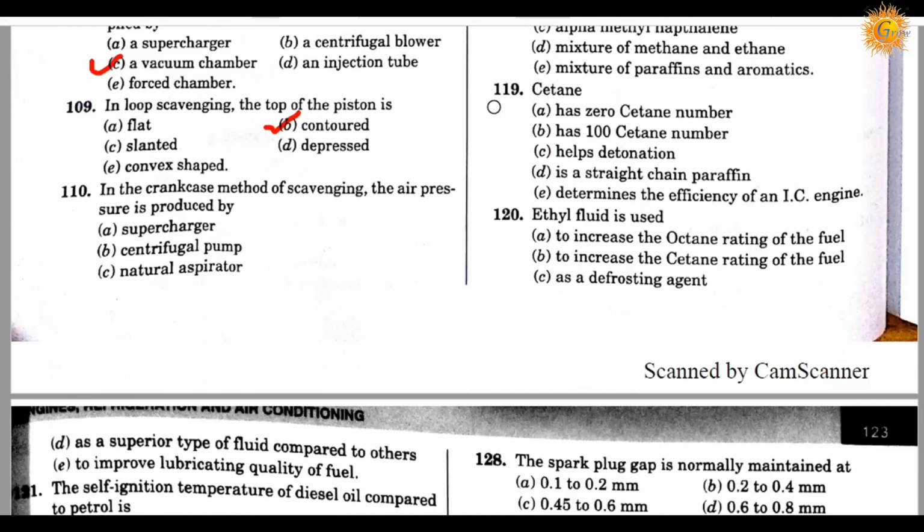Question number 119. Cetane: option A has 0 cetane number, option B has 100 cetane number, option C helps detonation, option D is a straight chain paraffin, option E determines the efficiency of an IC engine. So the correct answer is D. Cetane is a straight chain paraffin.